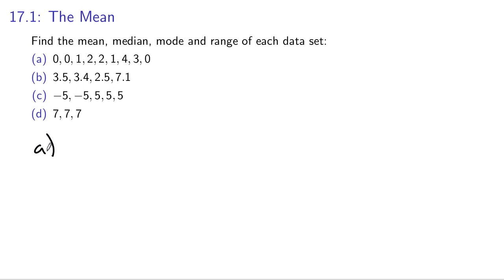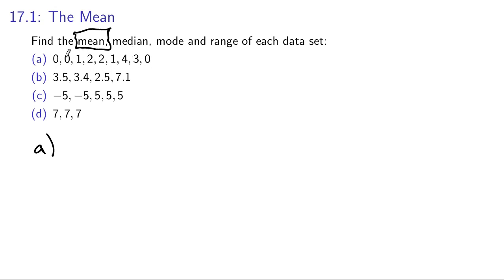So we need to find the mean, median, mode, and range. So again, the book is only going to talk about the mean. But I'm going to go over all of these so you're familiar with them a little bit. The mean. So add all these numbers up and divide by how many there are.